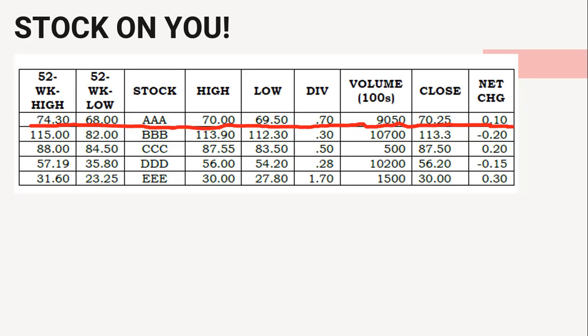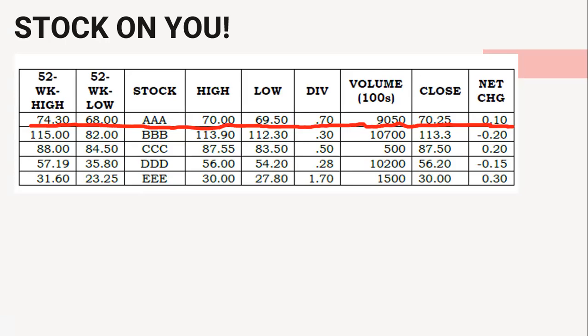First question, by looking at the table, just use the stocks AAA ha. So what is the highest price for the past 52 weeks for stock AAA? Magkano daw? 74.32 po. So ito po yun ha, yung highest price for stock AAA. How about the lowest price? Siyempre, that's the 68. Okay po?